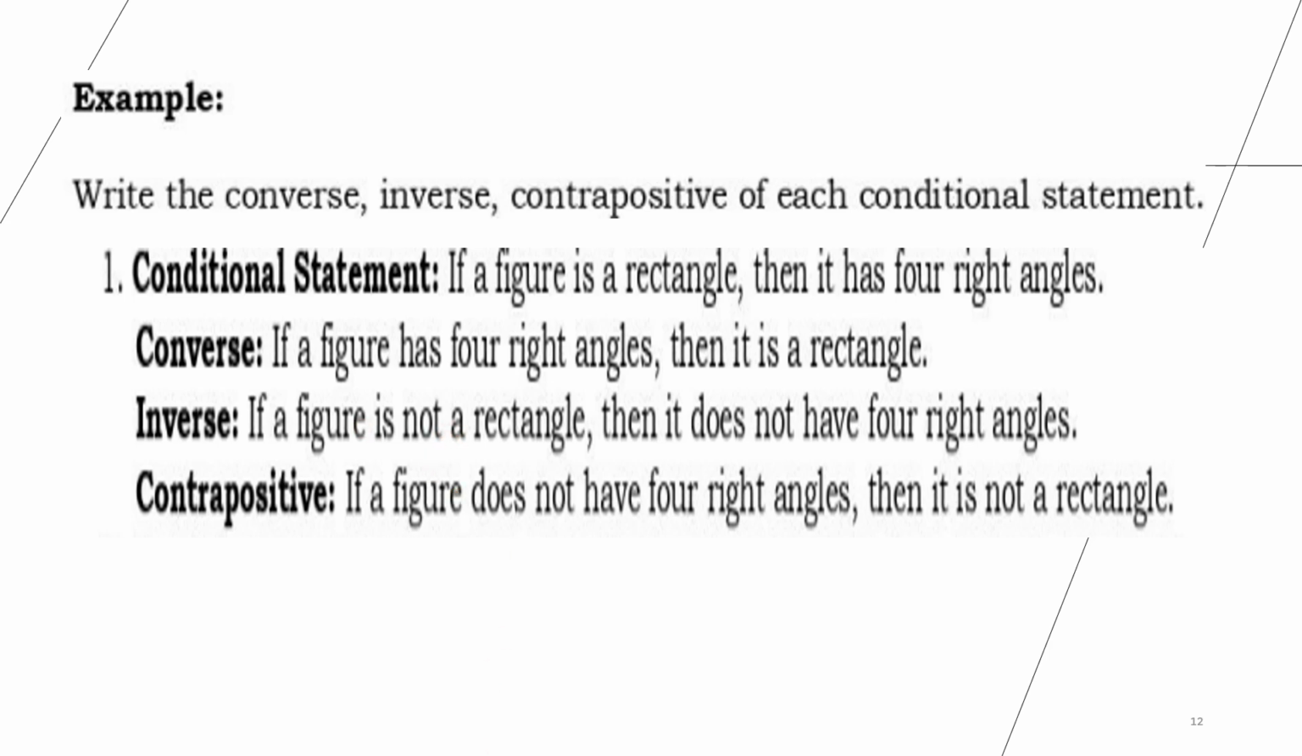So in the inverse, if a figure is not a rectangle, so from the conditional statement, we try to negate. That means we do the opposite, the negative, right? By writing not here, okay? Then it does not have four right angles. Okay? The contrapositive, this time, we're going to interchange: if a figure does not have four right angles, then it is not a rectangle. Okay, next.